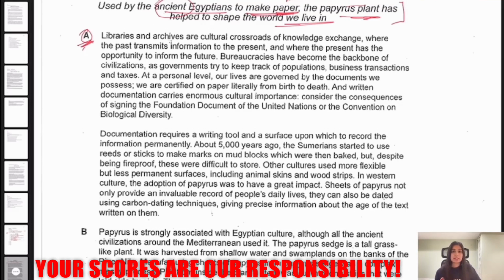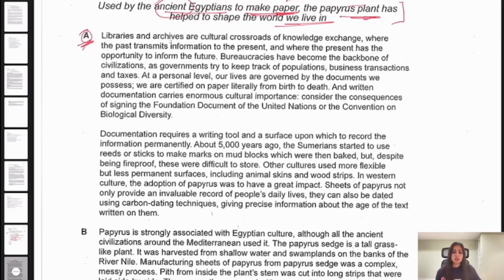So let's get started. Libraries and archives are cultural crossroads. So I'll keep underlining whatever I would naturally underline if I was taking the test, right? So I'll do that. Of knowledge exchange, where the past transmits information to present and where the present has the opportunity to inform the future.